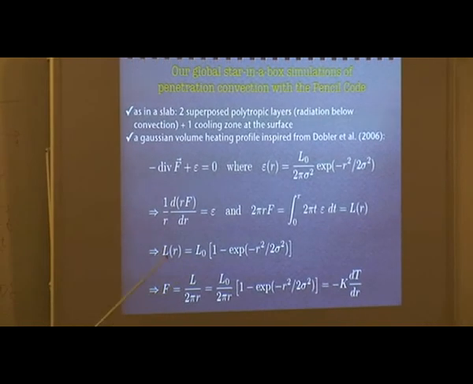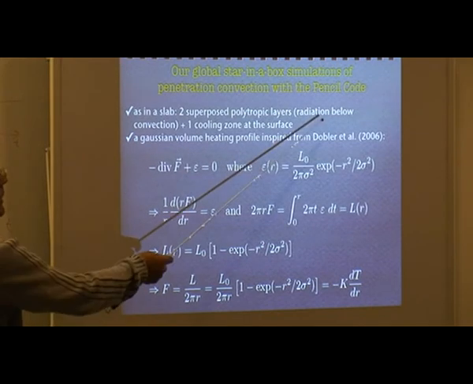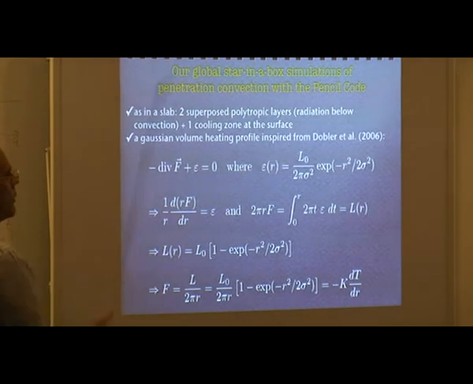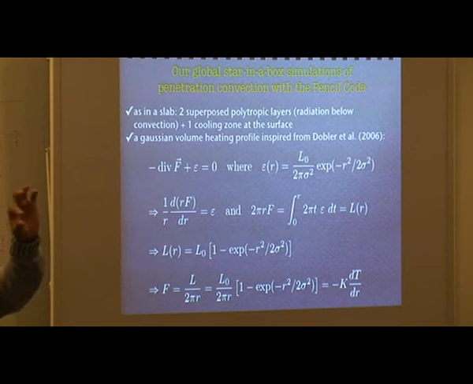What we try to do, as in the slab geometry, is deal with a polytropic layer, superposed polytropic layers. That's what I coded last year. So it's a convection zone below a radiative zone. And at the top, we apply a cooling zone. This cooling zone is very important because it imposes the sphericity of the star, because the cooling term is a radial one.